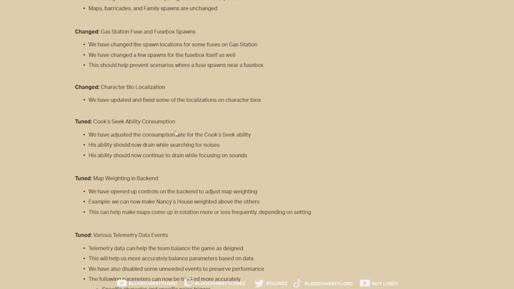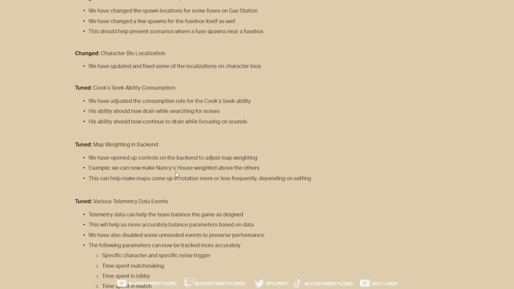Cook's ability consumption now drains when searching for noises and when focusing as well. And that's the aspect of his ability now, so he won't be able to scan you 24-7 and laugh nonstop. Nancy's house will be more weighted than the rest of the maps, meaning it'll be more on rotation. So essentially, if you search for a match, maybe a 60% chance you'll end up finding Nancy's house compared to the other 3 maps prior to this release.